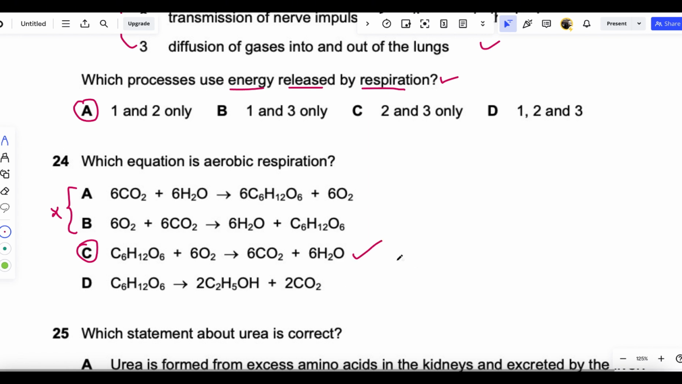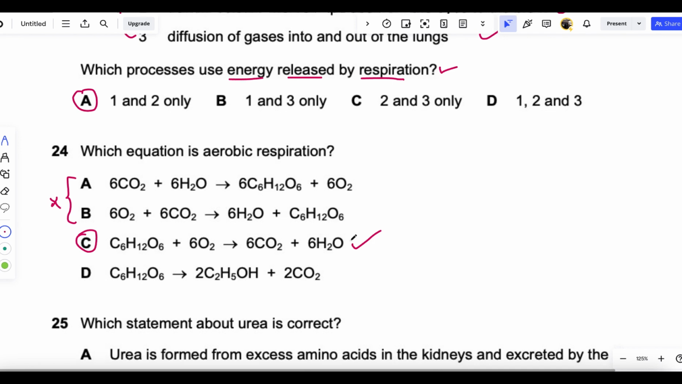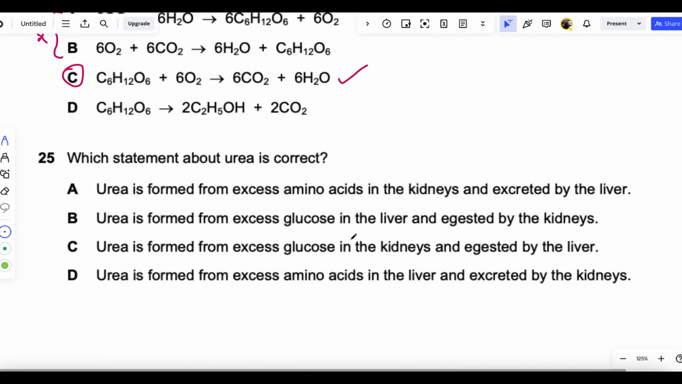You can say plus ATP. But since they did add ATP, it's okay, it's fine. Okay, we move on.